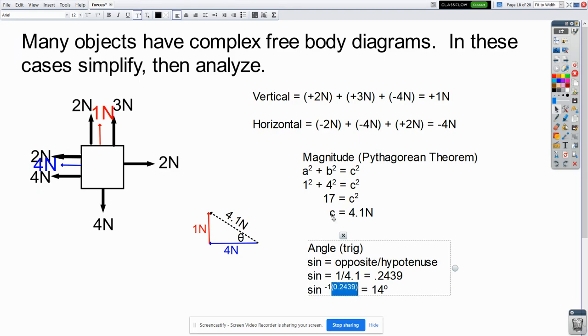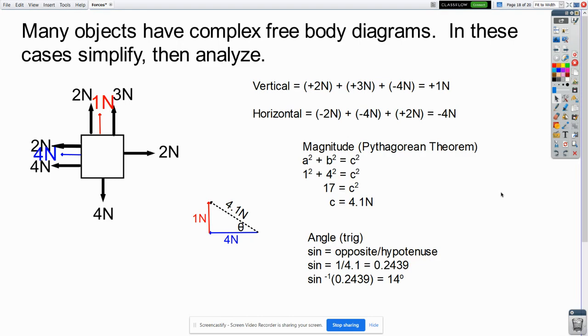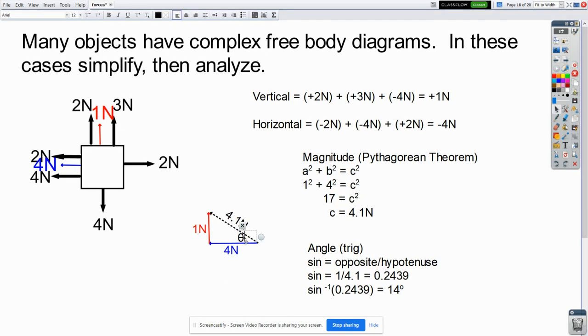I'll punch that into my calculator. And again, to do that, all you got to do is hit the shift or second function button and then the sine button, and that will give you the inverse sine. Put in that angle, hit equals, and you'll be good to go. So we know this is 14 degrees. Now you may leave it as 14 degrees. You may have to change it into a standard angle. All depends on what you're being asked to do and what level you're taking the class at.